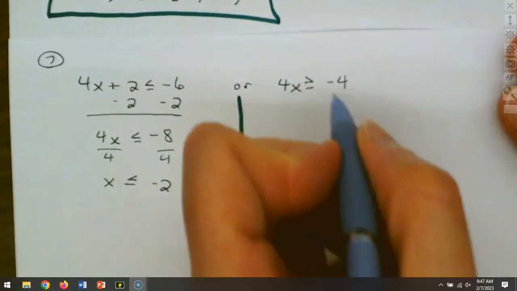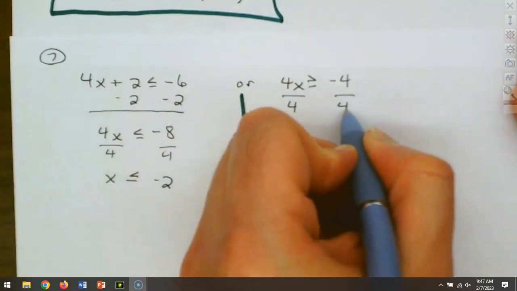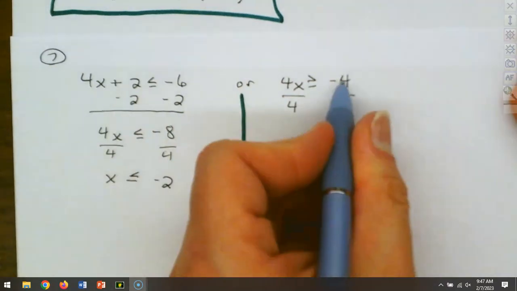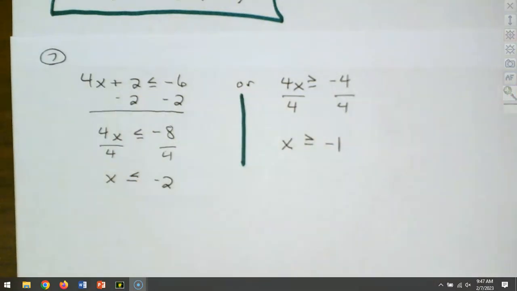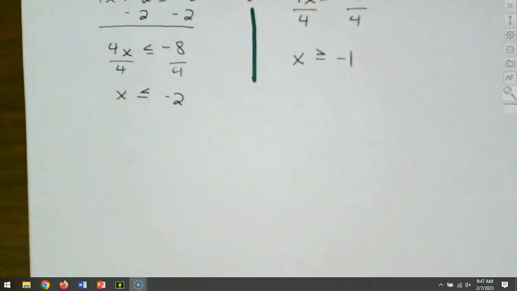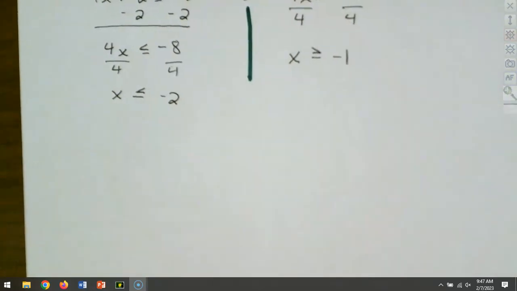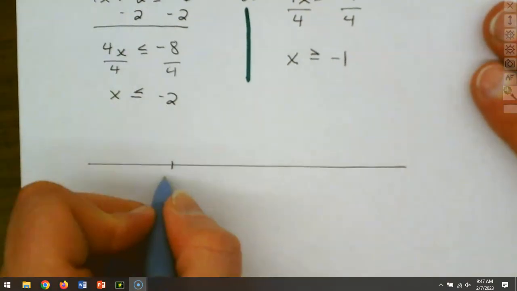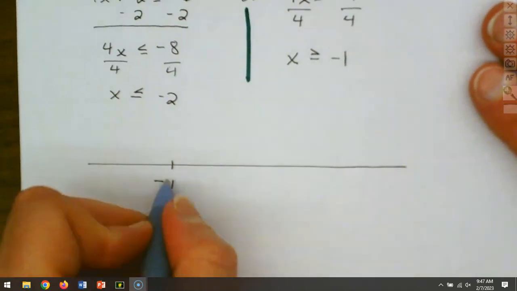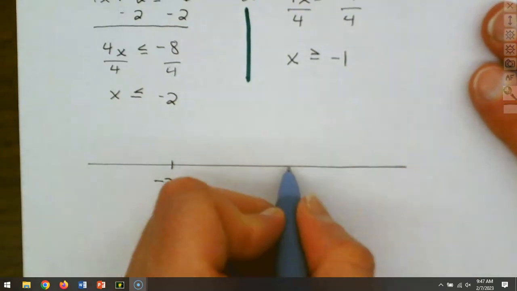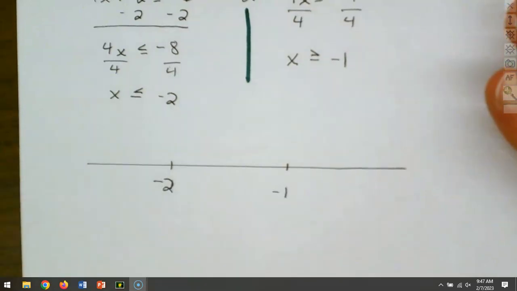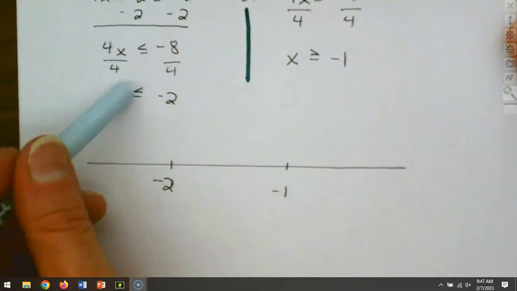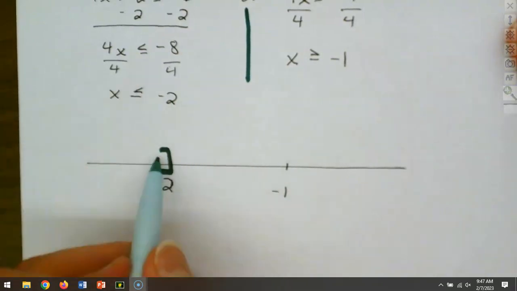On the other side, it's very similar. We divide by our 4. And that gives me x is now greater than or equal to negative 1. Is everyone all right with how these work? We put them on the number line. We have an OR, which again represents that union. And negative 2 is a smaller number, so it's going to go on the left. Negative 1 is on the right. We've got the negative 2, and it is pointing back to the left, so it's going to look like that.